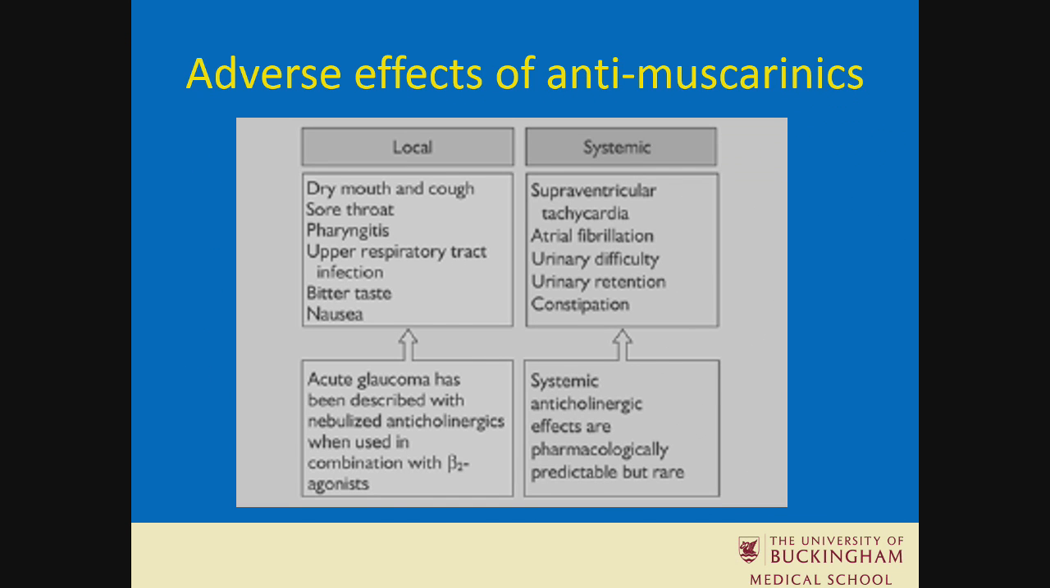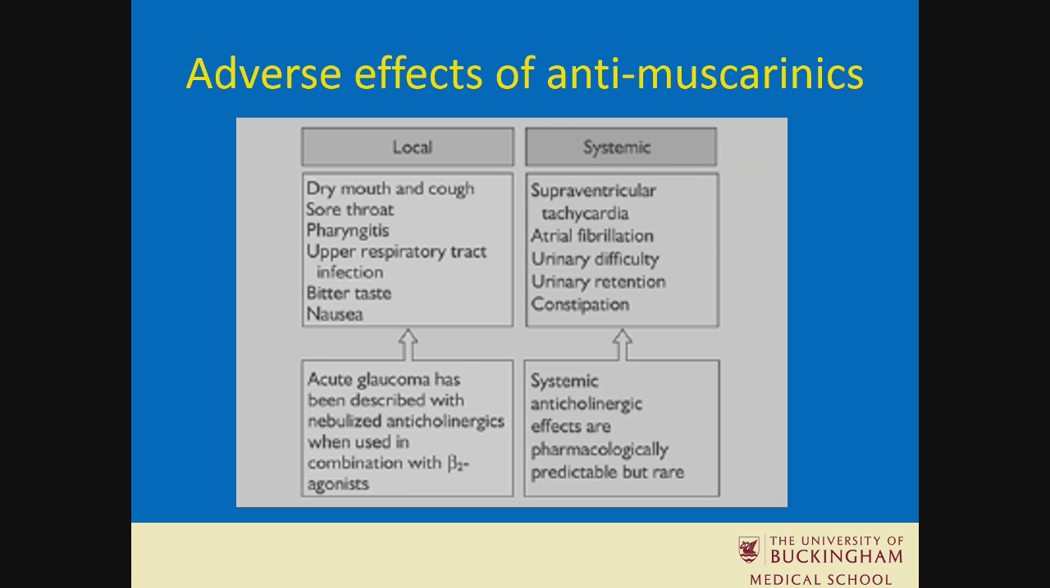Antimuscarinic drugs have lots of side effects. They're like atropine, and anyone who has seen atropine poisoning will never forget. In our time there used to be a little saying: you're dry as a bone, blind as a bat, mad as a March hare. Those are the signs of atropine poisoning. So they can cause dry mouth and cough, sore throat, upper respiratory irritation and nausea.